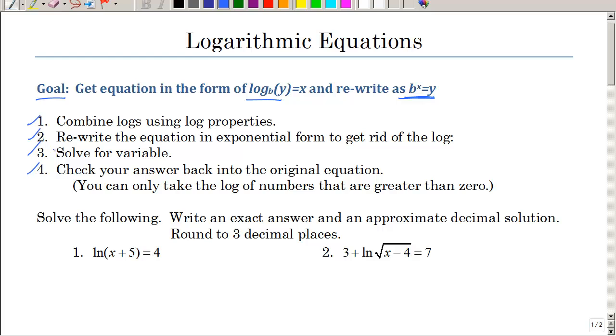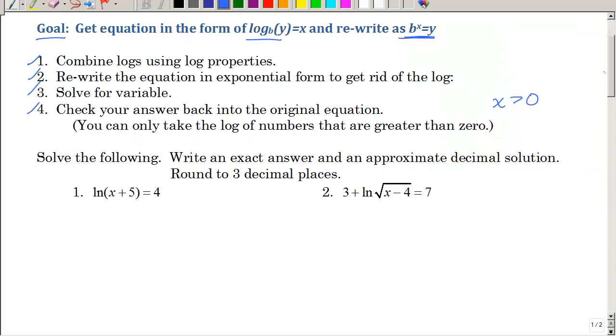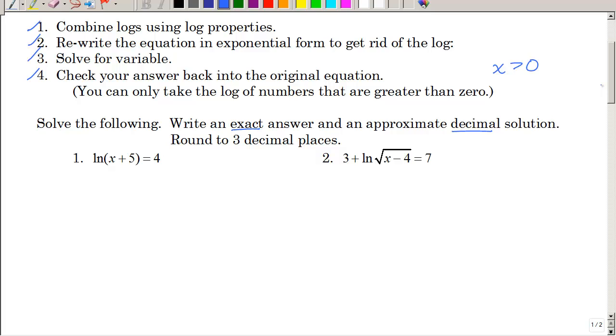You can only take the log of numbers that are greater than 0, because if you go back to the graph of the logarithmic function, the domain is x has to be greater than 0. So we're going to look at these equations and solve them. Have your calculator out because we need a decimal solution, but we also need an exact answer. So let's look at problem number 1.